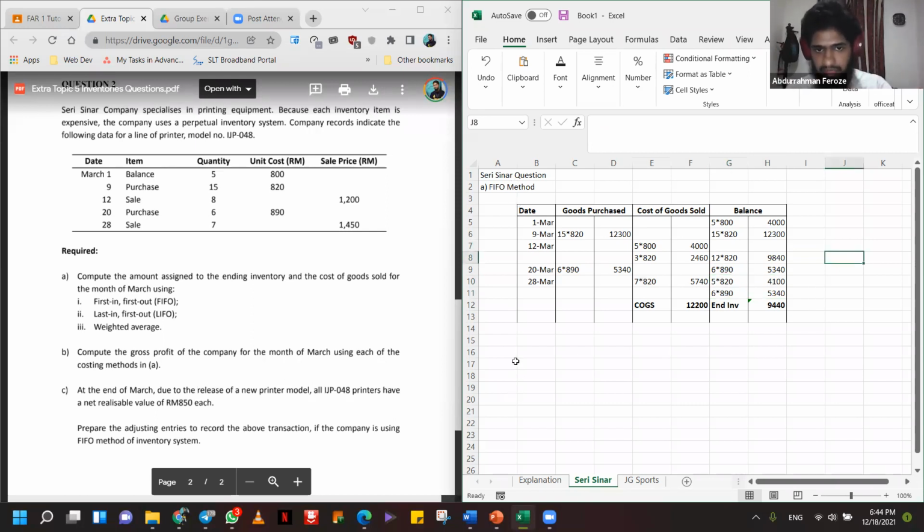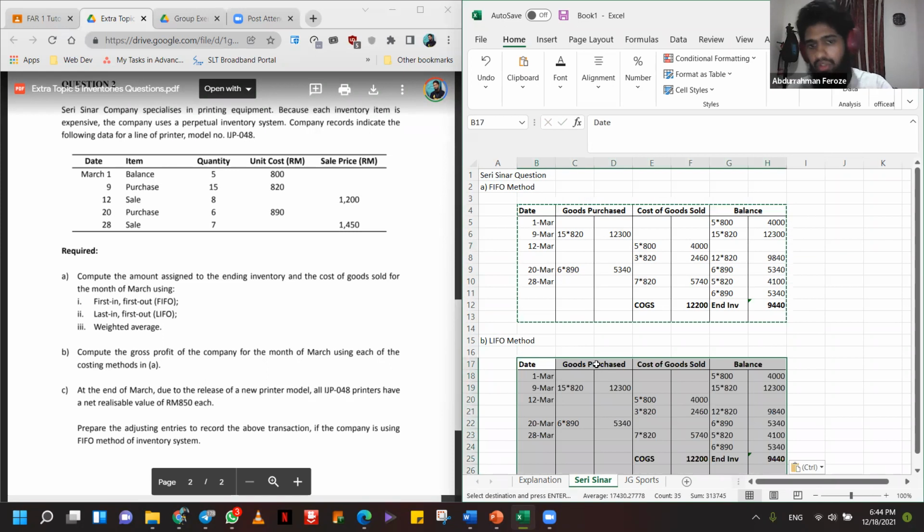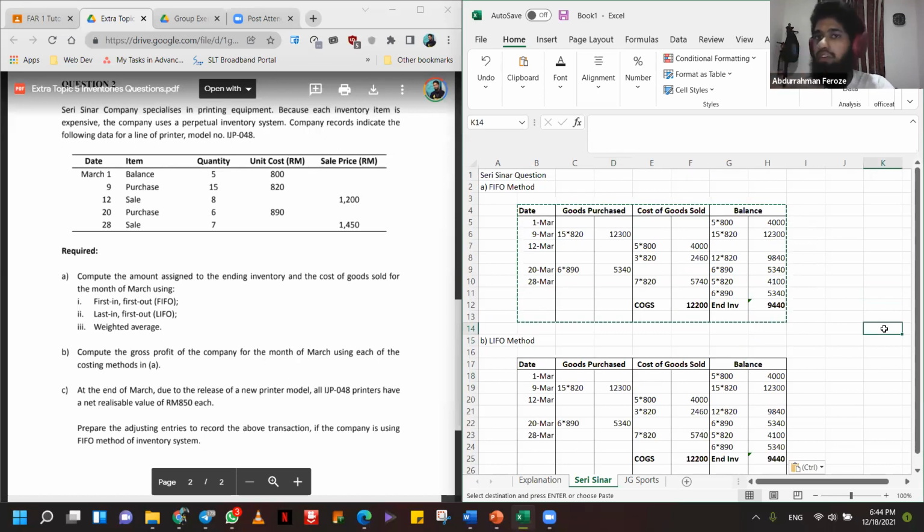Now, the second question is part B, right? So part B is LIFO. The LIFO method is completely the opposite. So let's just copy this and then make changes, because that's easy. The LIFO method is you get rid of the newer inventory and hold the older inventory, right? So let's see how that changes. Like the FIFO one, on the 1st of March, the inventory balance is 5 and 800. That does not change. Now, on the 9th of March, we bought 15 into 820. Once again, this is just being accounted for in the balance, so that also remains the same.